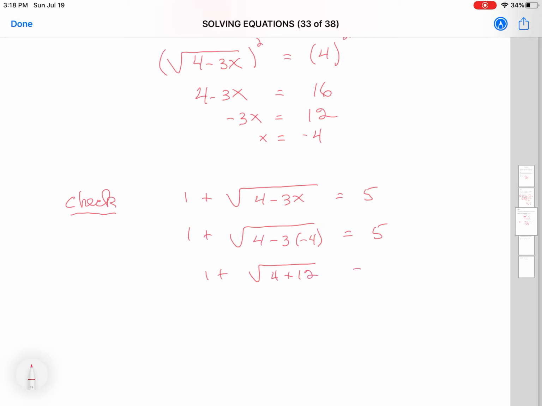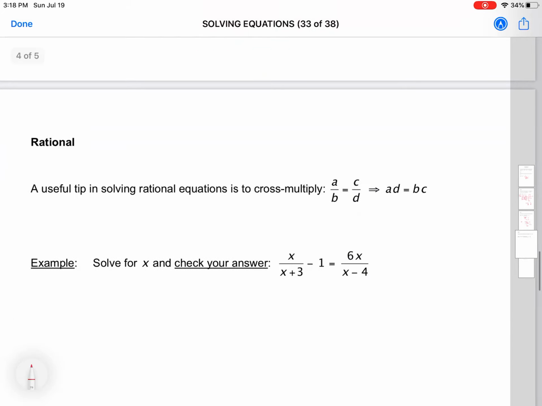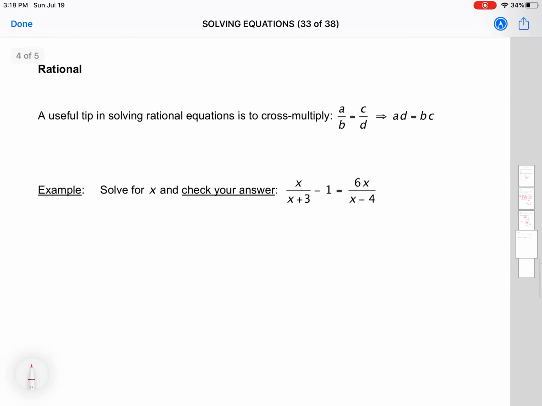That's 1 plus the root of 4 plus 12. Well, I think we're doing good here because 4 plus 12 is 16. 1 plus the root of 16 is 1 plus 4. Well, that's equal to 5. I guess I can stop here. It's pretty obvious that the answer checks out to be minus 4. This is now my solution set, which I will box like this so that it is clear what my answer is.